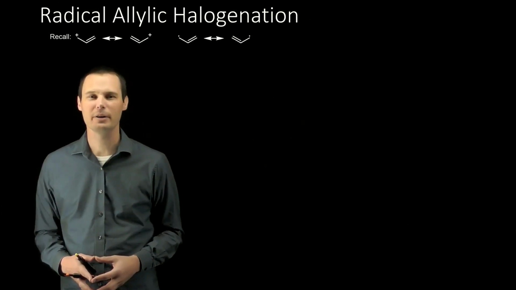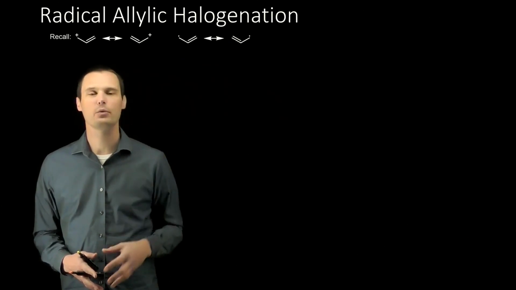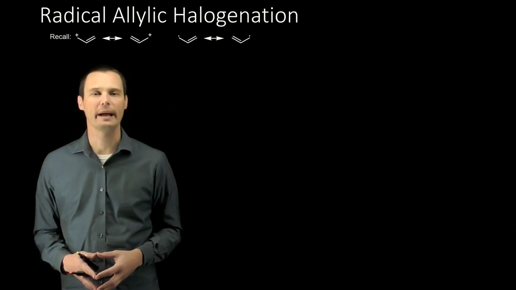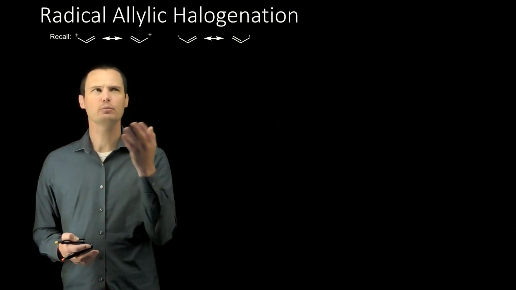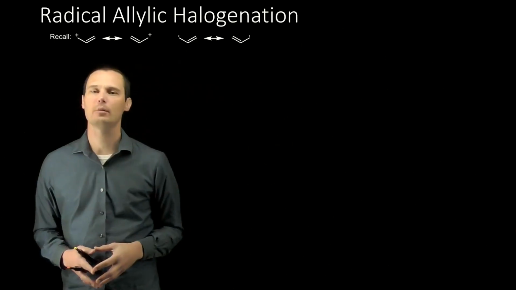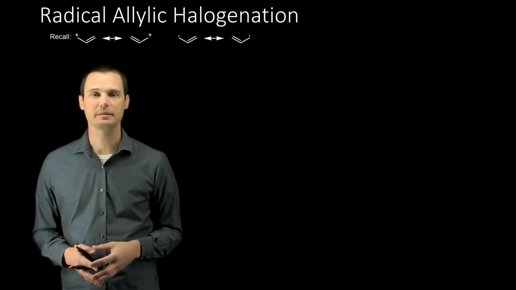Hello, welcome to this learning module. In this video, we're going to discuss the radical allylic halogenation reaction. As we begin this reaction, recall that radicals, like carbocations, can be stabilized by resonance.